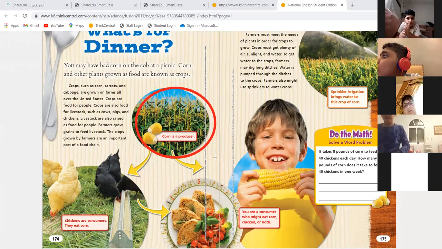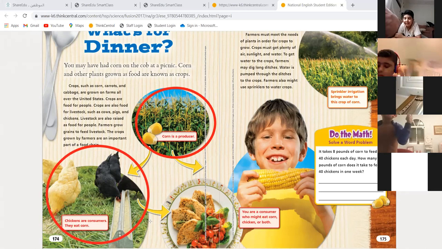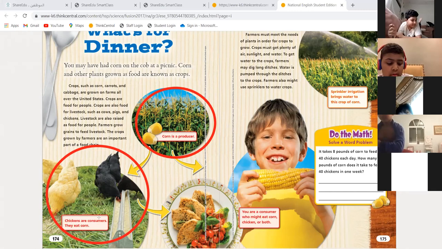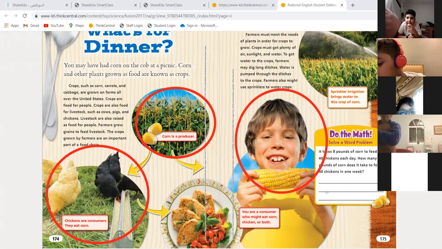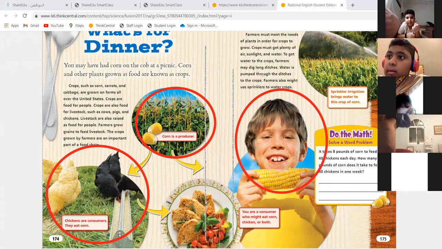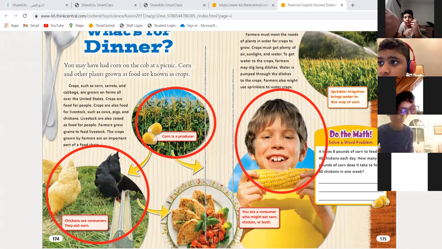Corn. This is the corn. Who will eat corn? A chicken. The chicken. Okay. Or people. We'll eat a producer. After that, who will eat this chicken? The boy. Yes, human. The boy can also eat the plant directly without eating the chicken. Is that right? Yeah. So a food chain can be short or it can be long. Okay, very good. Thank you, ya Khalid.